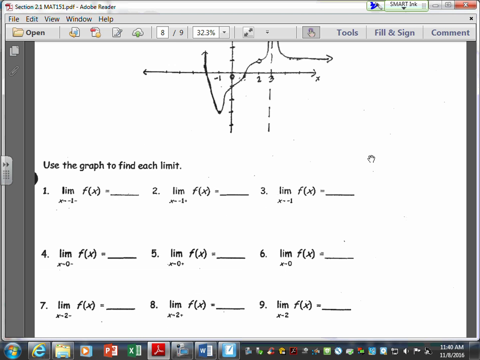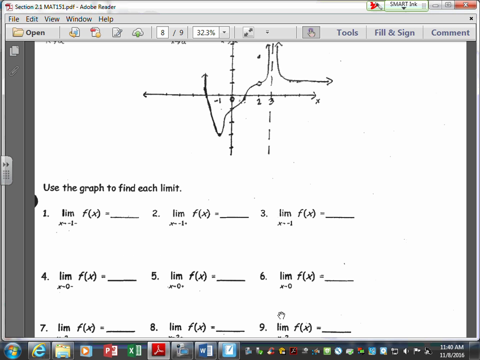Let's see if I can still see the image. And so the next one we're going to go 2 from the left, 2 from the right, and x approaches 2. So let me move it up. 2 from the left, limit of our function as we approach 2 from the left. What's that? 2 from the left is going to be what? 1. Good. Now let's go 2 from the right. 1. So what's the limit of f of x as x approaches 2? 1. Great.